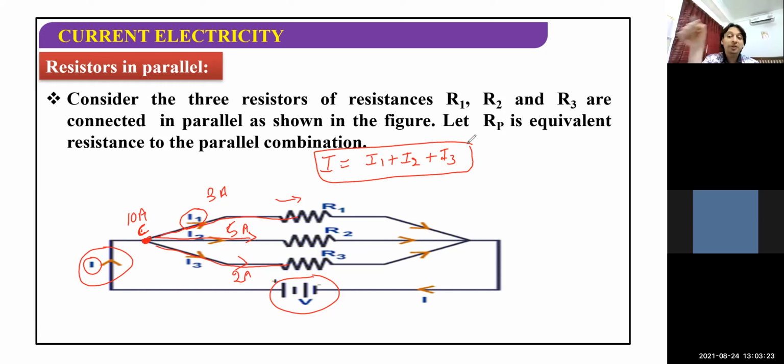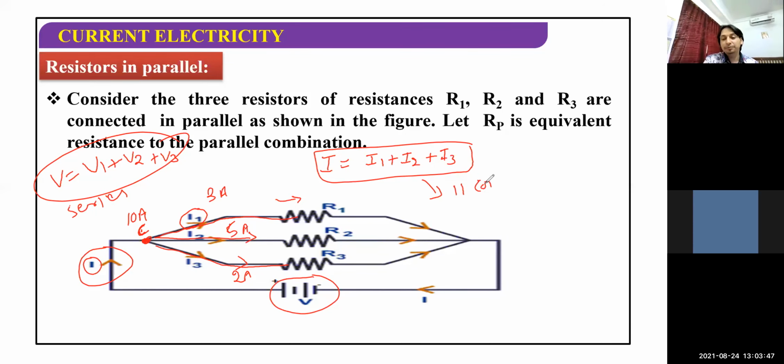But if you go back, just try to recall, in series combination we have seen voltage divided. V equals V1 plus V2 plus V3. The total voltage was equal to V1 plus V2 plus V3 in series combination. This is the series result. But this one is for the parallel. Don't be confused with the parallel combination.